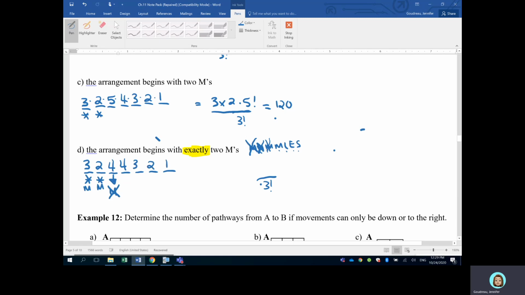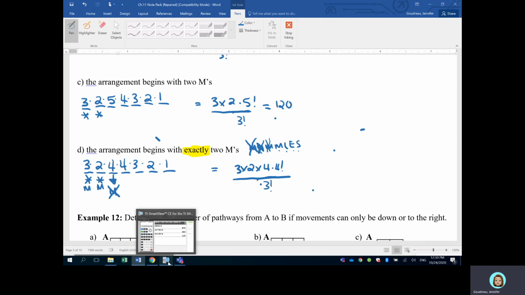So sometimes it is handy to write the word beside, cross things off as you use it, and then you can see the number of choices that you have left. Fundamental counting principle says to multiply all of those together. Here's what we get when we simplify. We have 3 times 2 times 4 times 4 factorial, but we can't forget to divide by 3 factorial. We still have those 3 repeating M's that we need to divide out because rearranging them is not creating a new permutation.